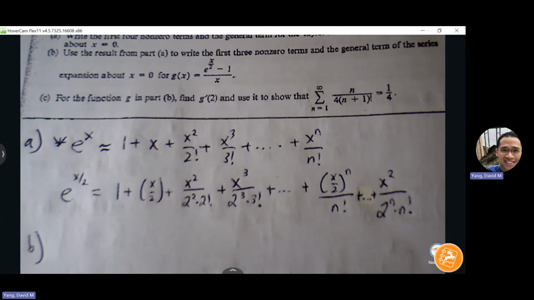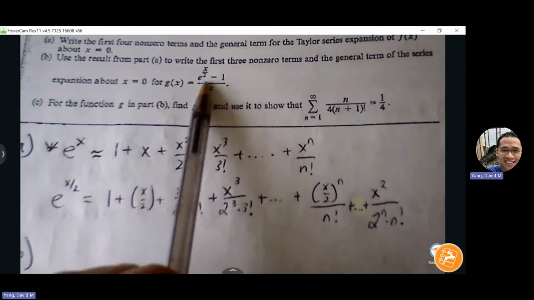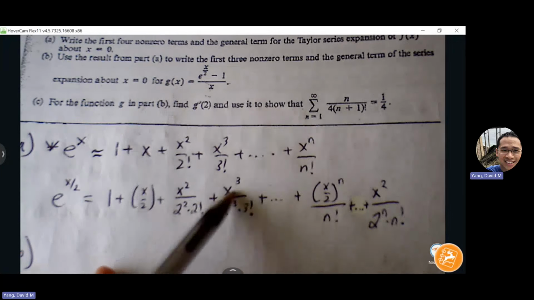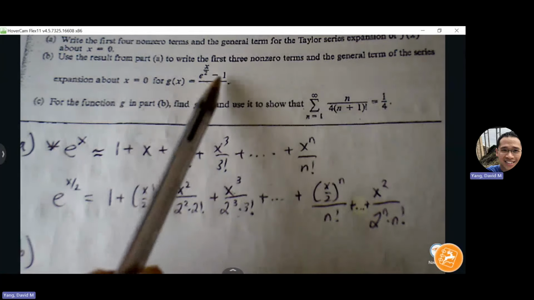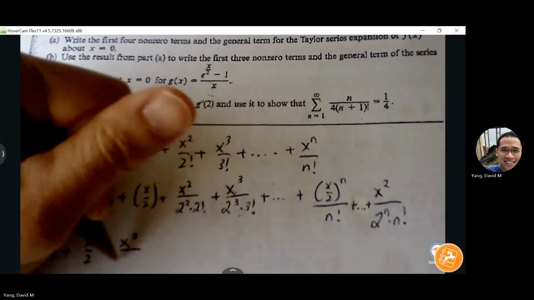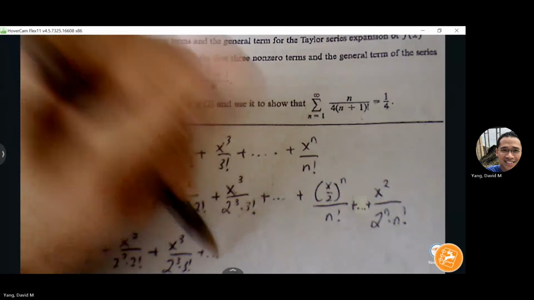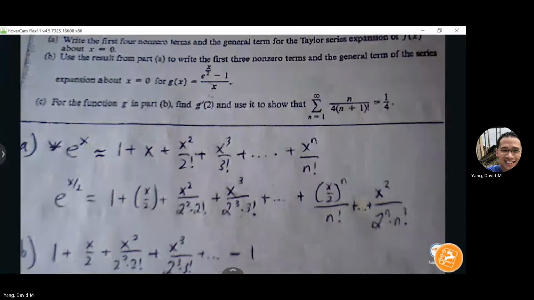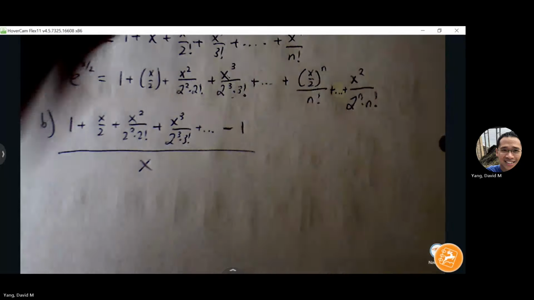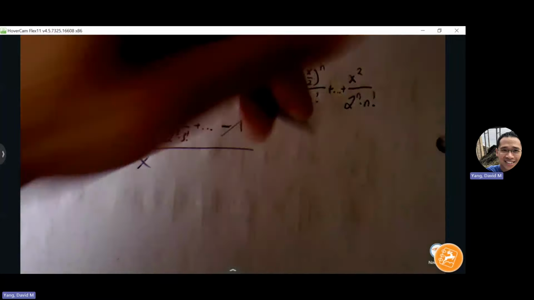Part B says use the result from part A to write the first three non-zero terms and a general term of the series expansion about x equals 0 for g of x equals e to the x over 2 minus 1. So they're kind of building it. They could have just asked us to do this at the very beginning, but they're building that information up so that we can use the previous parts to help get there. So we'll just take this, subtract 1, divide by x. That's going to wipe out the ones here, and then we're dividing by x, so all the x exponents decrease by 1 degree.